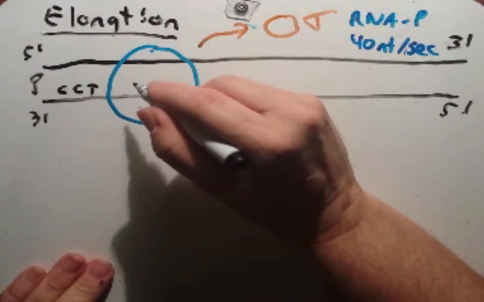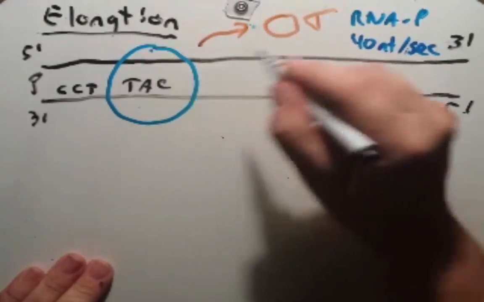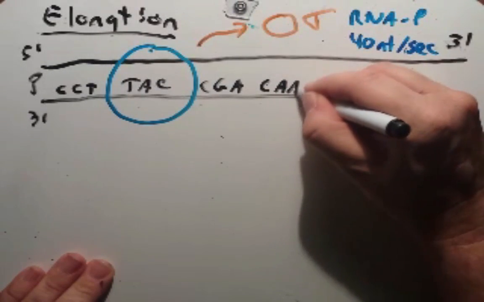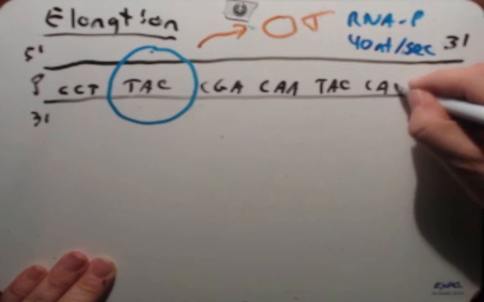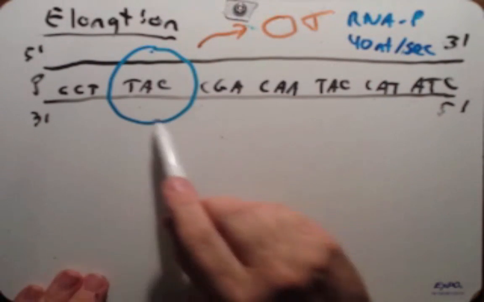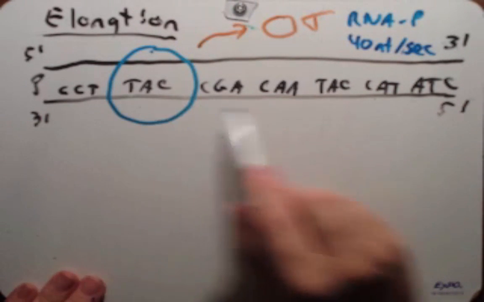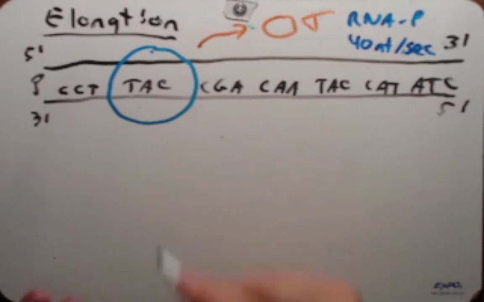I'm going to indicate some bases here along the DNA. CCT, TAC, CGA, CAA, TAC, CAT, and then ATC. During elongation, the RNA polymerase moves forward and makes an RNA that is complementary to this strand. However, it doesn't stay attached to it like we would see during DNA polymerase.